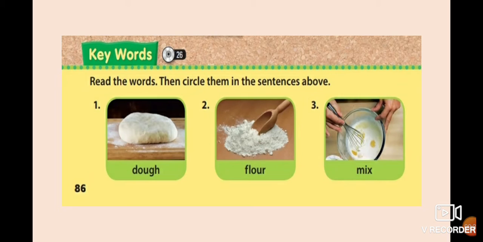This is number one. Okay, you know that this one means masa in Spanish. Number two, we have flour. This one in Spanish means harina. Number three, mix. In Spanish it means mezclar. That means when you put all the ingredients in a bowl, you mix.